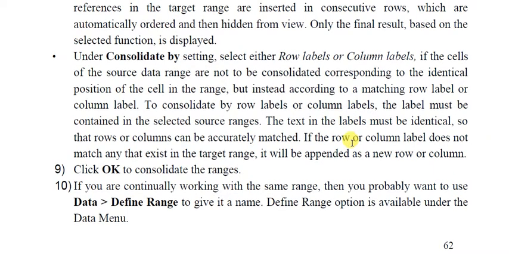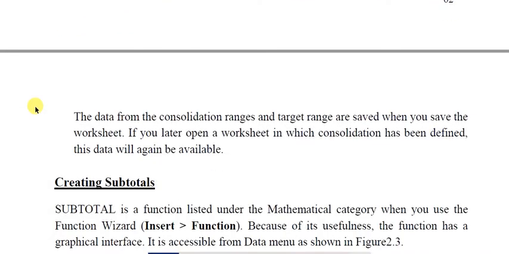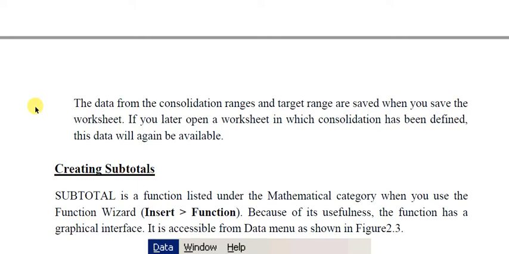And if you are working with the same data range again and again, what you can do is give that range a particular name. How can you do it? You can go to the menu Data, and under Data you can go to Define Range. Okay, so you must remember these menus. The data from the consolidation ranges and target range are saved when you save the worksheet. If you later open a worksheet in which consolidation has been defined, this data will again be available.